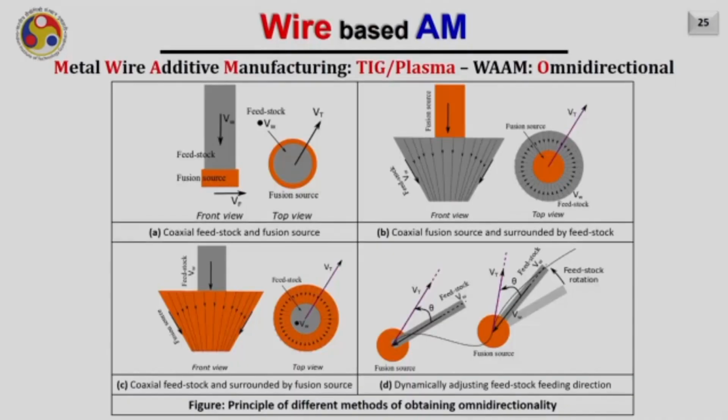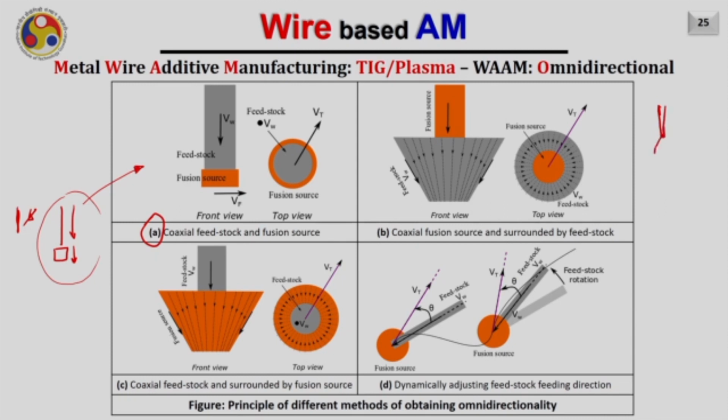So, how do we resolve these issues related to omnidirectionality in the case of TIG or Plasma-WAAM? These are the 4 general methods of eliminating the omnidirectionality. One is that you feed the wire and along the same vector at which you are feeding the wire, the arc should be generated. But we know that it is not really possible in the case of TIG WAAM because we are generating the arc from a different source and feeding wire into it, while it is very much possible in the case of MIG welding. Another possibility is we keep the arc at the center.